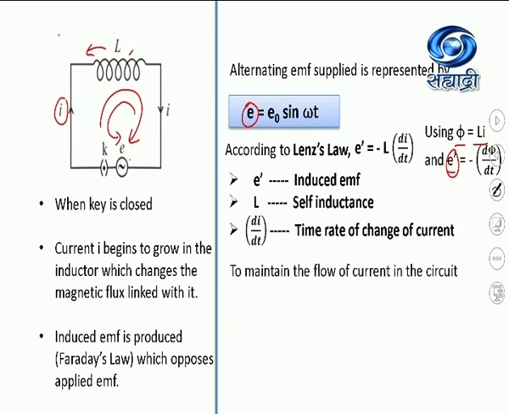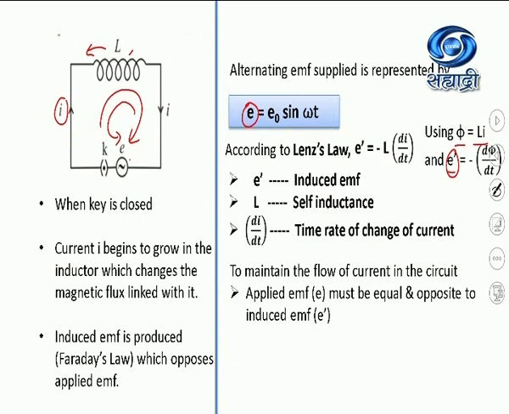Now, to maintain the flow of current in the circuit, the applied EMF must be equal and opposite to the induced EMF. According to Kirchhoff's voltage law, the applied EMF will have the same magnitude as that of the induced EMF, but they are in opposite directions, and that's why there is a negative sign. We can write it like this also: the applied EMF E plus the induced EMF E dash, this total is equal to 0. So that's why E is equal to minus E dash.